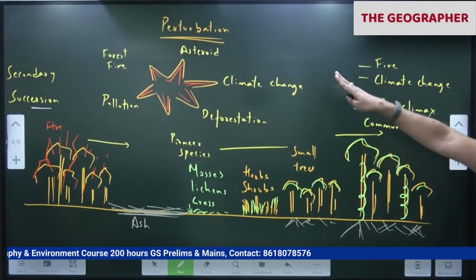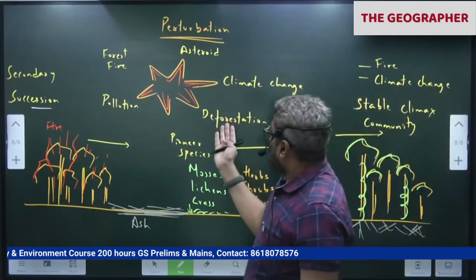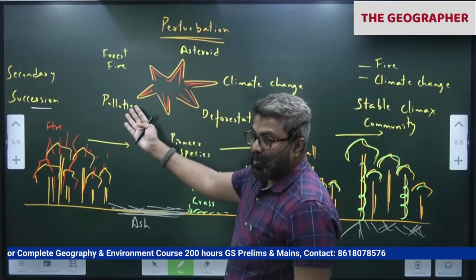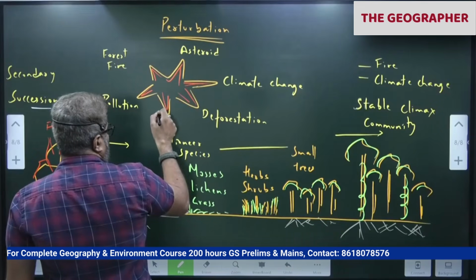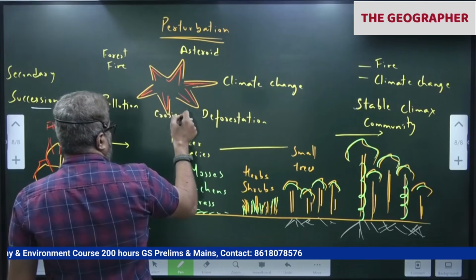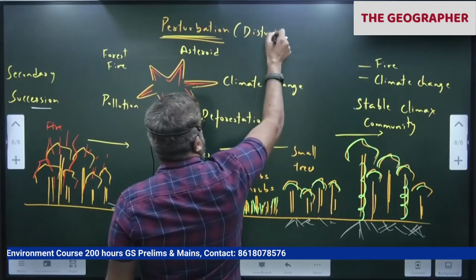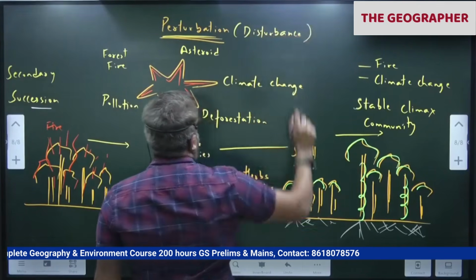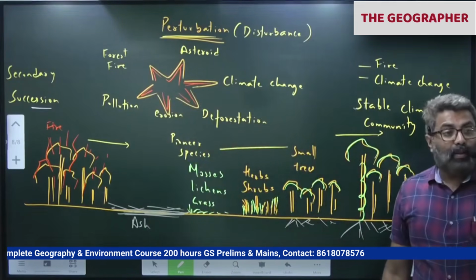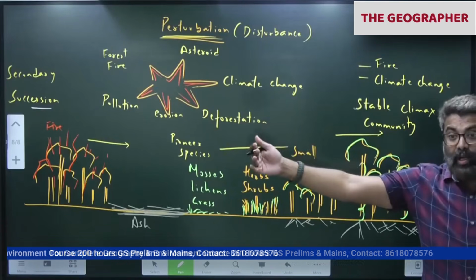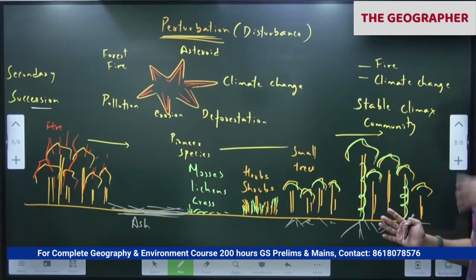So what is perturbation? Perturbation is disturbance. Any disturbance in the environment, including those caused by man, like deforestation, pollution, soil erosion. Perturbation means disturbance, and that will begin the succession again. So the forests that we have today have gone through many stages of succession, not only once, but multiple times.